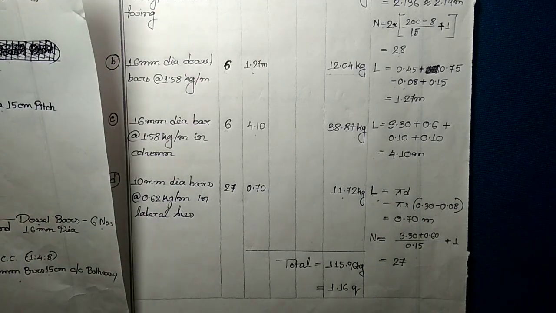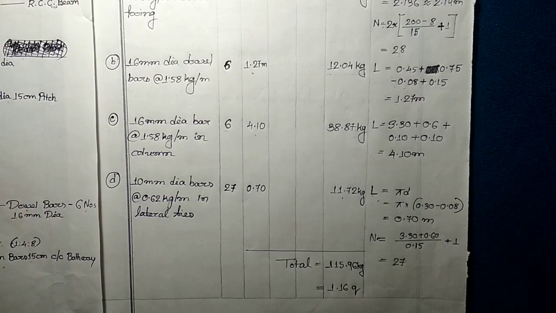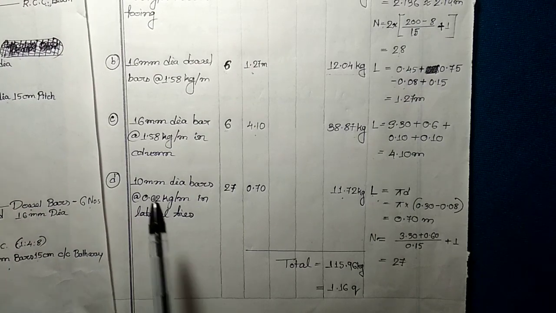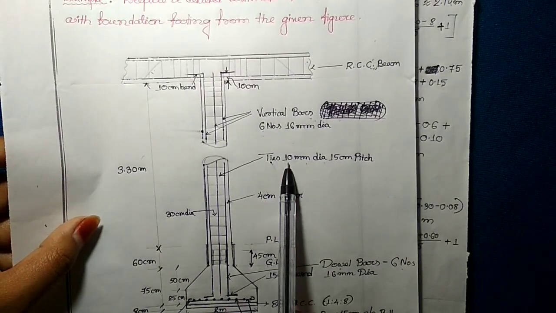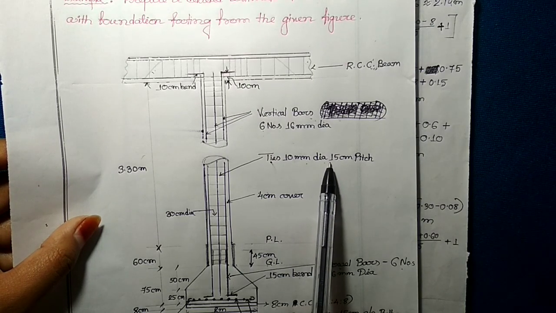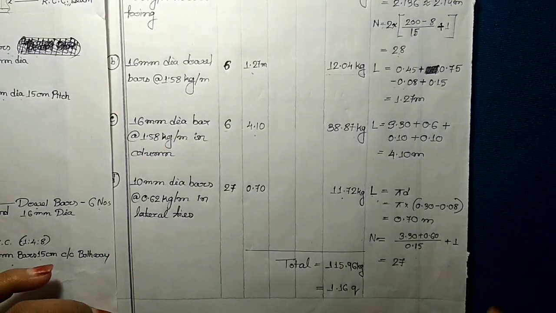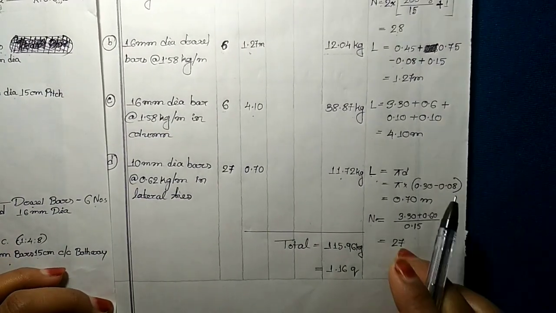So what's left? It's the tie bar. Okay, lateral ties. It's given ties 10 mm dia, 15 centimeter pitch. Okay, so what will be the length?